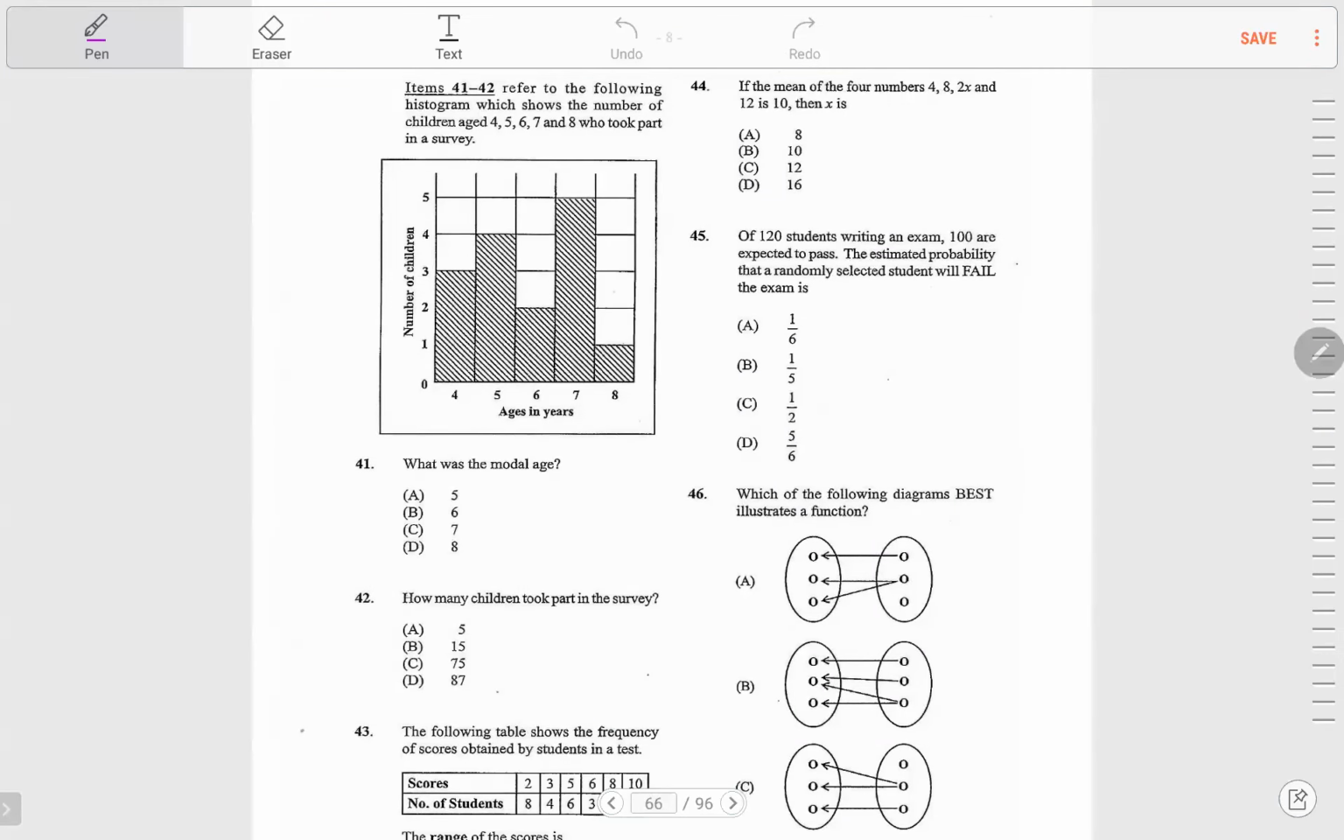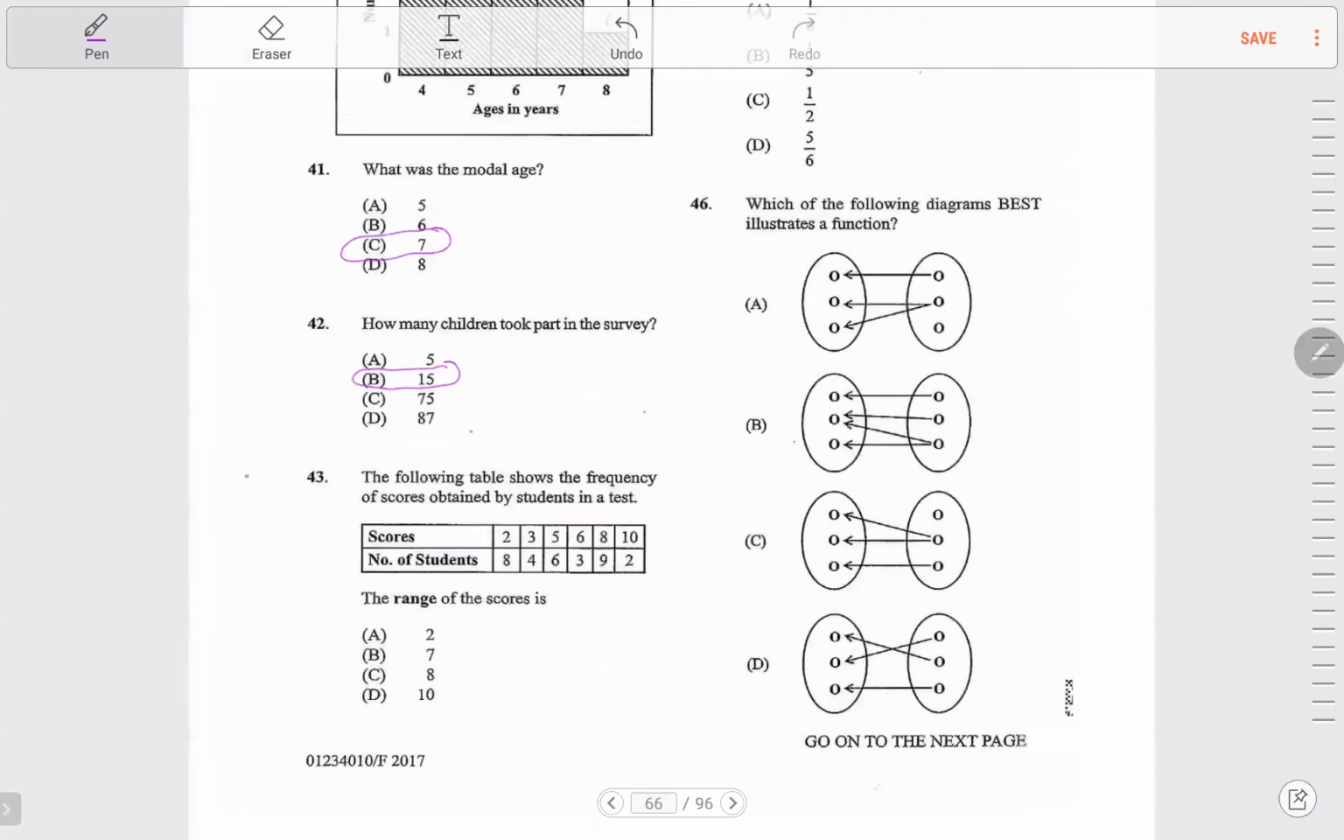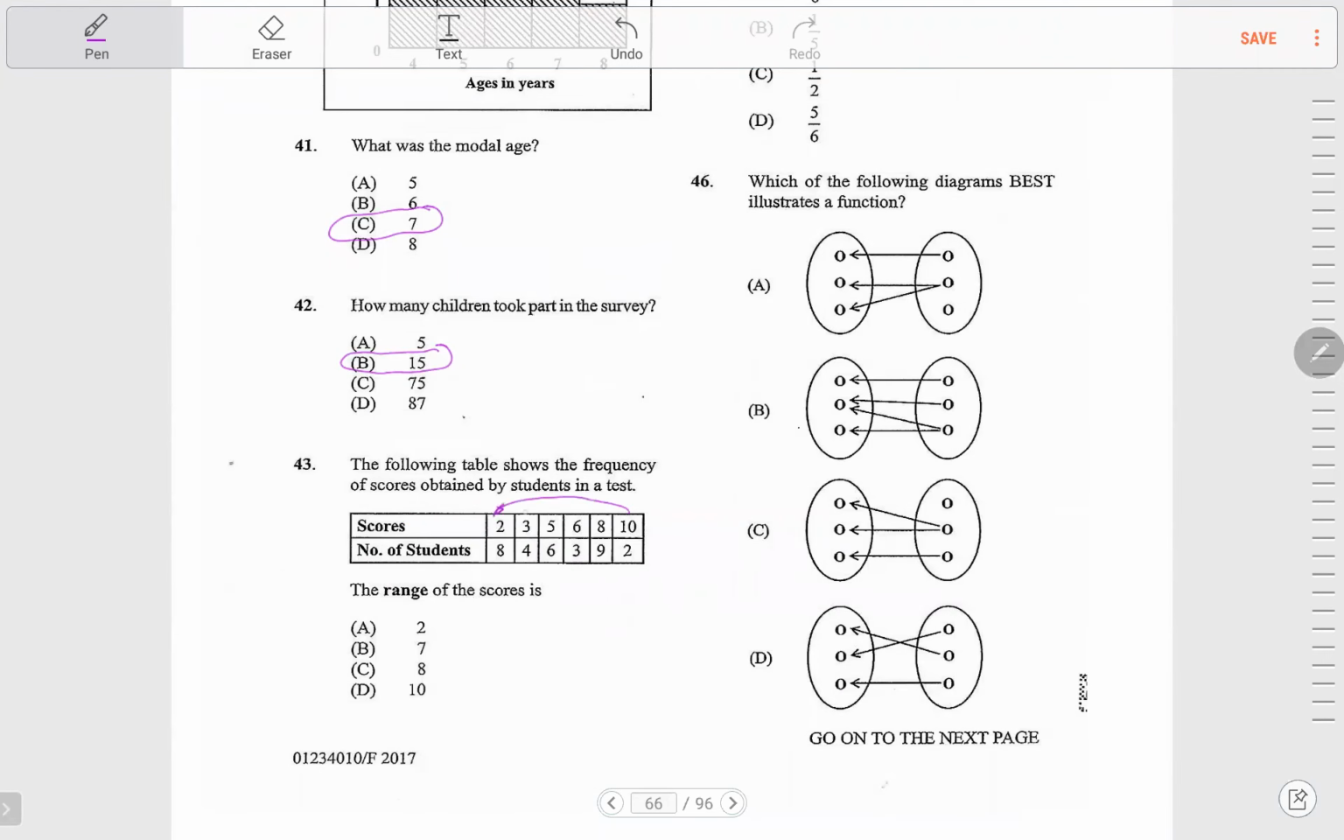The modal age is 7, corresponding to the highest bar. I said that already. And the number of children, we add them up. It was 3 plus 4 plus 2 plus 5 plus 1, just to make sure. So 3 plus 4 is 7, 2 plus 5 is 7, and 1 makes 15. So again, it is 15. Same question. This one again asks for the range. The range is 10 minus 2, which is 8. We did this question already as well.